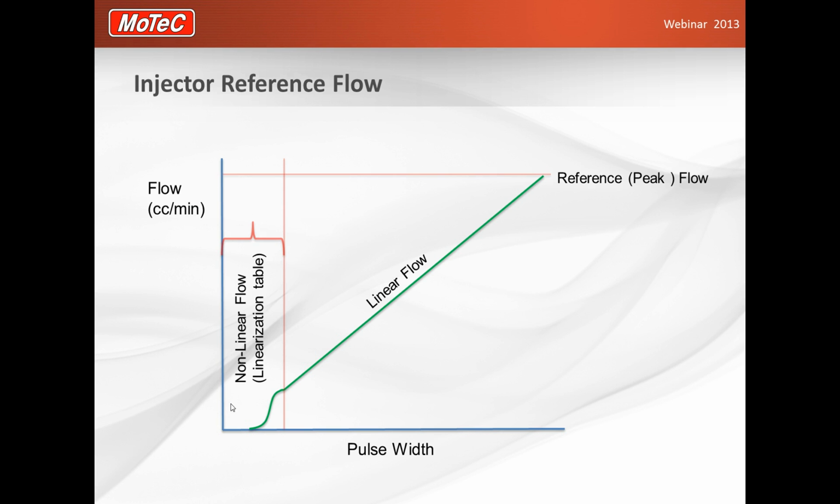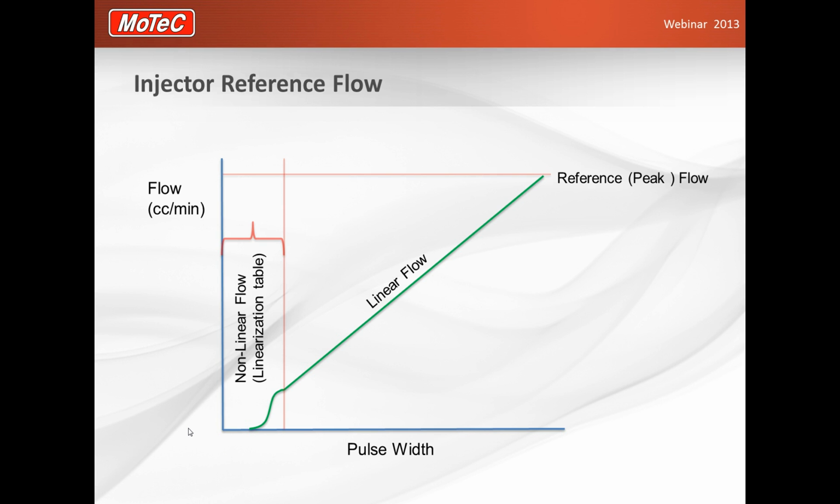Now the way an injector works is it will always have a certain amount of time where you can pulse it and you get no fuel. This is commonly called the dead time. Then we also have a non-linear region where the injector's just sort of cracking open and we do get fuel and it's quite repeatable, but it's not quite linear. Then we open up to a linear flow region where if you simply double the pulse width you'll get double the amount of flow. Now all of this information has to be contained within the ECU.